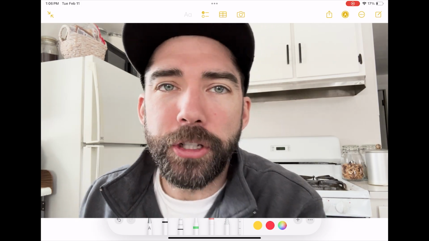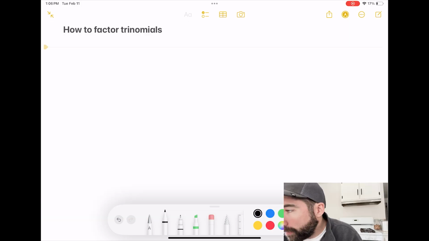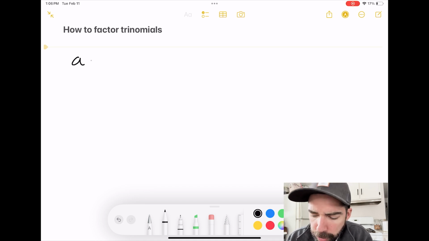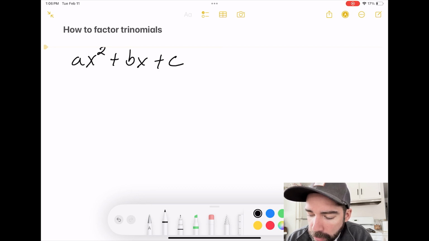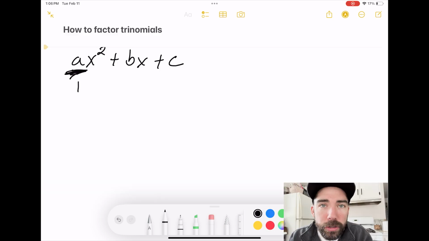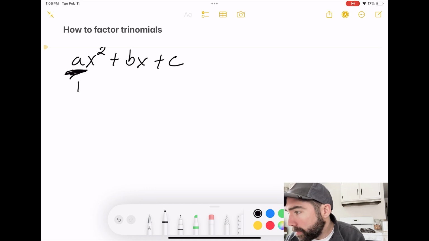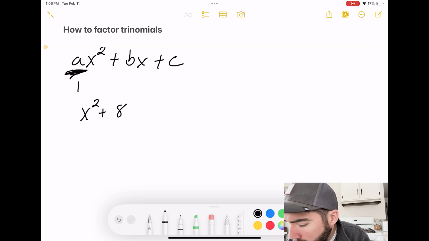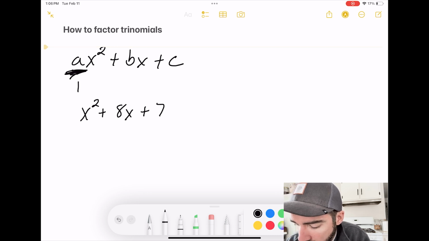Glad you're here. We're factoring trinomials. Let's do this. Here we go. How do we factor trinomials, especially when a is equal to 1? So remember, we have ax squared plus bx plus c. When this guy right there is equal to 1, this is the method, the way to factor these trinomials. Here it is. I'm going with x squared plus 8x plus 7.